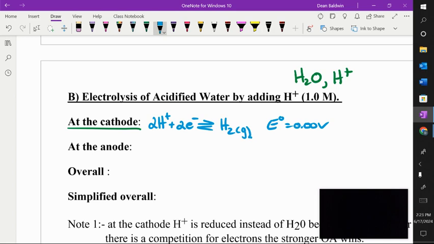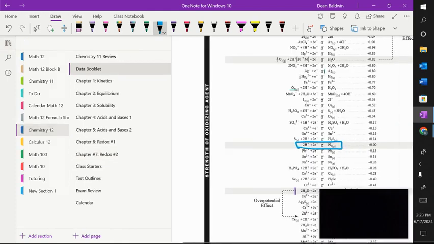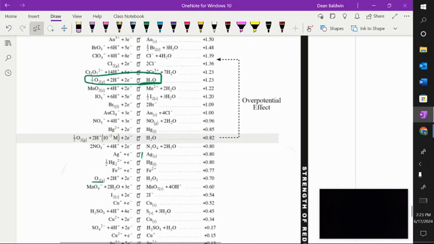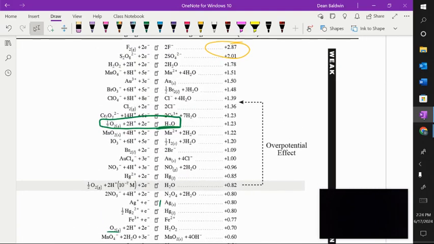All right. What happens at the anode? So the anode is oxidation. So go back to your data booklet. You're looking at the right-hand side for something that we have. So we want to find water on the right-hand side. We find this. Does this work? Yes or no? Yes, because it's acidified and it's water.